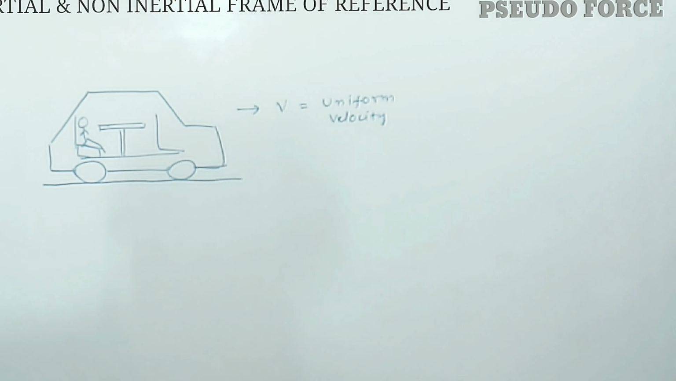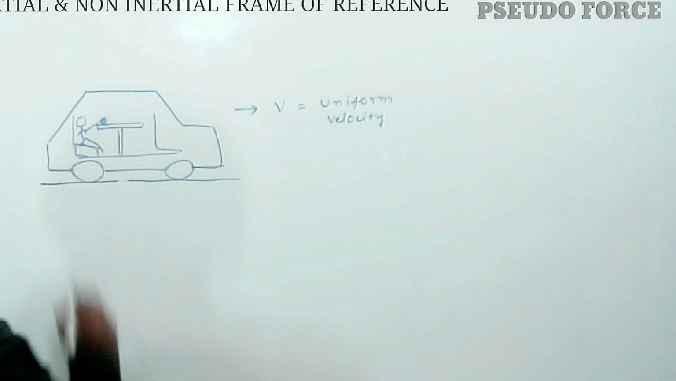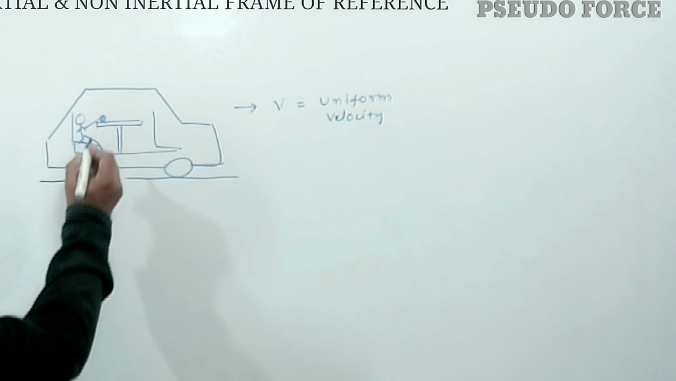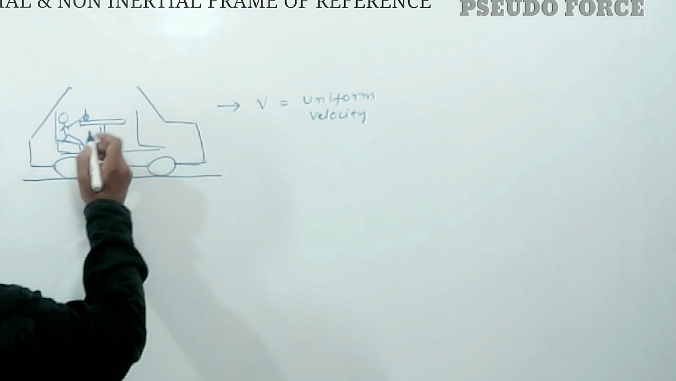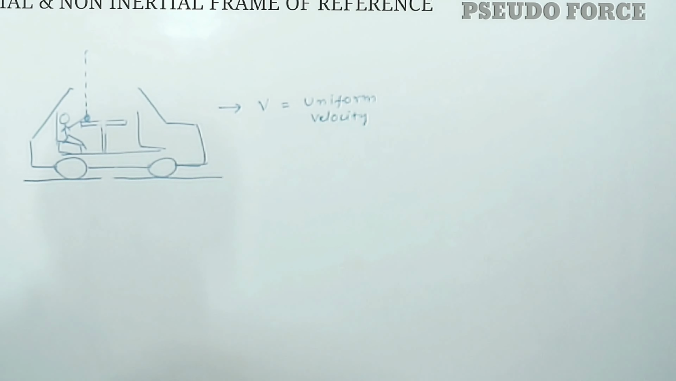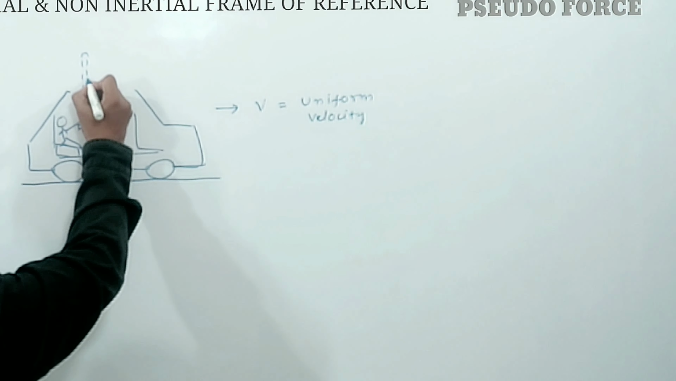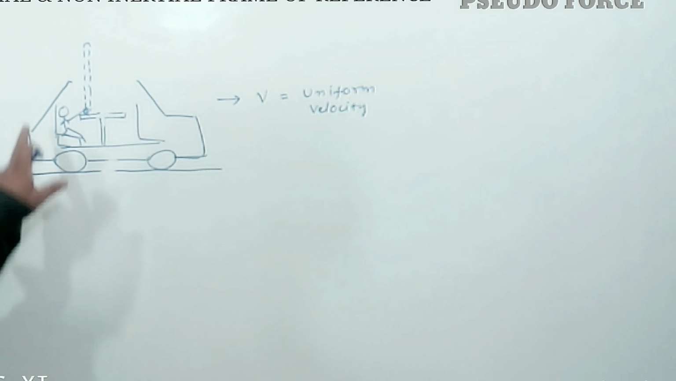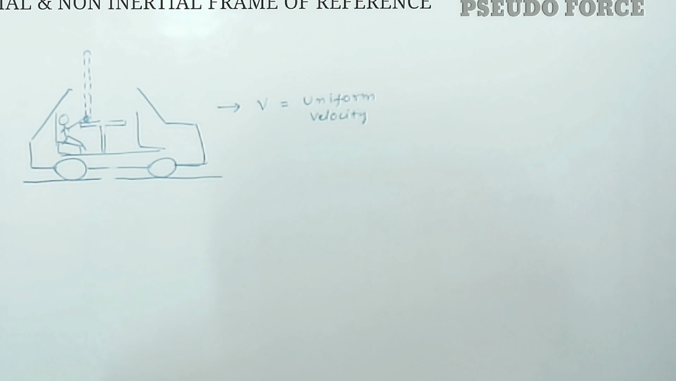Now say this person is holding a ball in his hand, and is throwing the ball up. Just say it is an open roof car. The ball is moving in this way. It's moving up and it's coming down. It's a vertically projected body. It is coming back into the hands of that passenger who is throwing the ball.